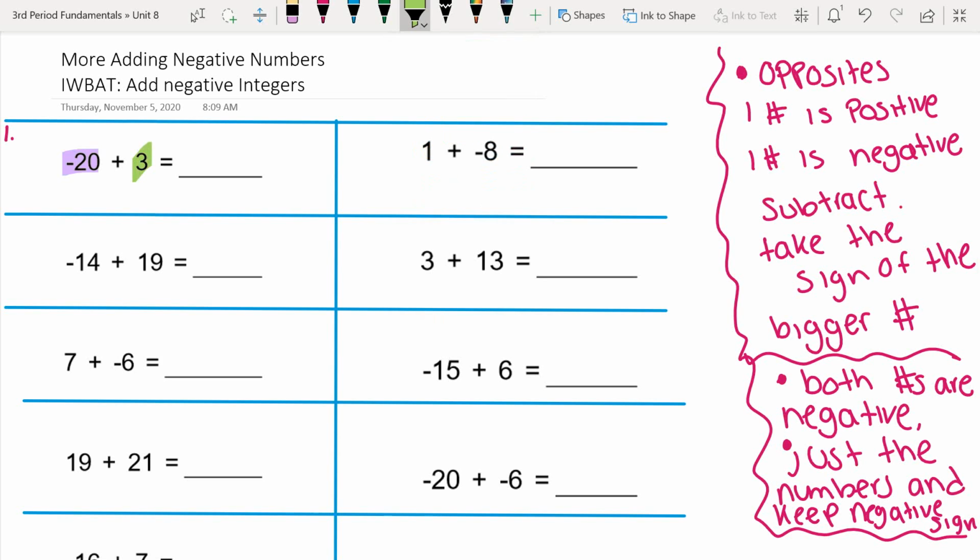All I'm going to do is subtract like I normally would. And I would do 20 minus 3. And 20 minus 3 is 17. And now I'm going to say, take the sign of the bigger number. Well, out of my two numbers, 20 and 3, what's bigger? Well, 20 is. And 20 is negative, so my answer is negative.